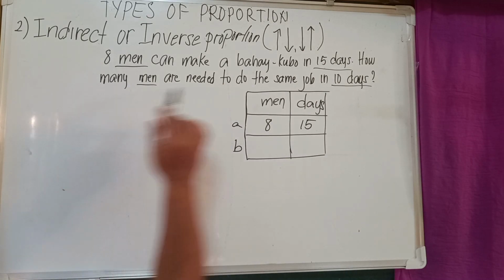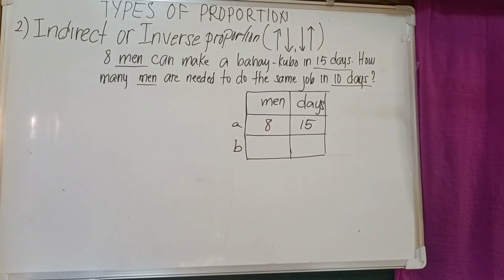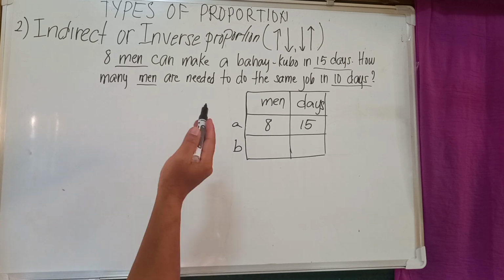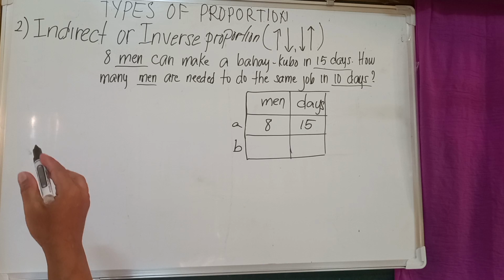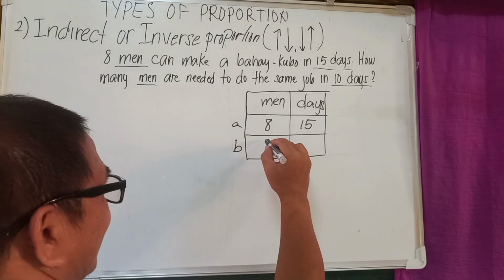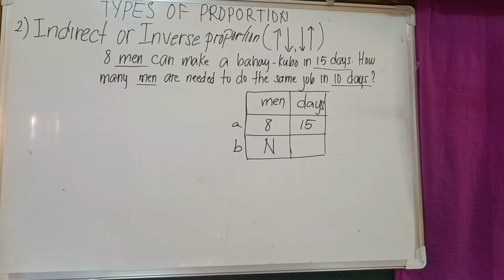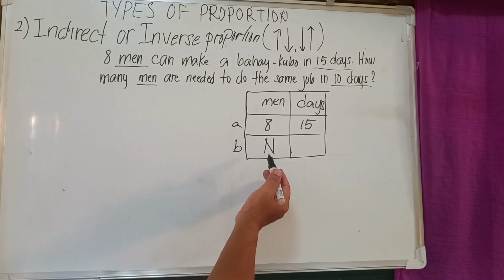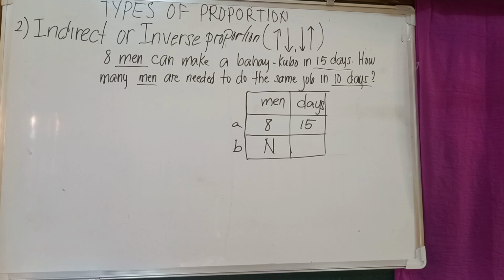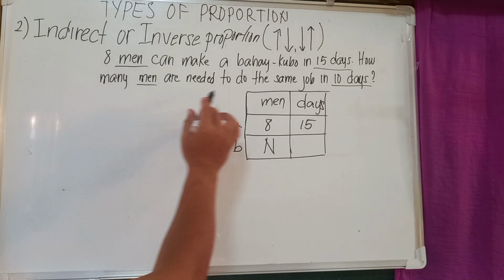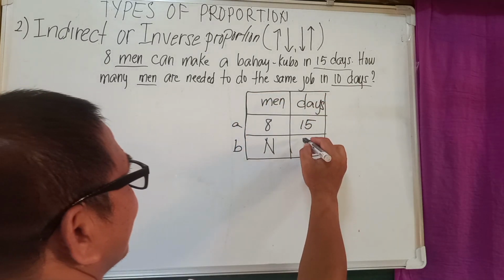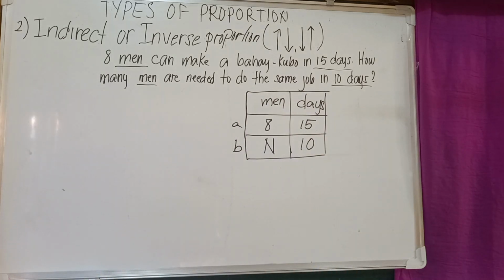Tapos, men. How many men? Ibig sabihin, tinatanong kong ilan. Eh, wala pa naman dyan, di ba? Kasi yun pala yung hanapin, kaya ilalagay natin n. Magamit tayo ng variable na n para i-represent yung nawawala. Tapos, how many men are needed to do the same job in 10 days? So, ayan. Ayan yung ating table.